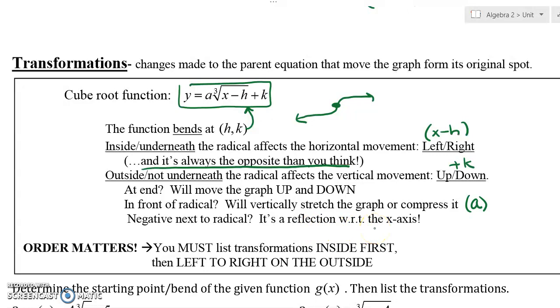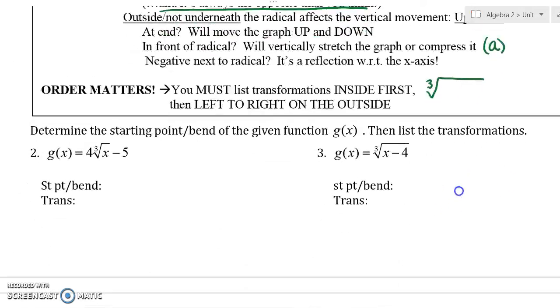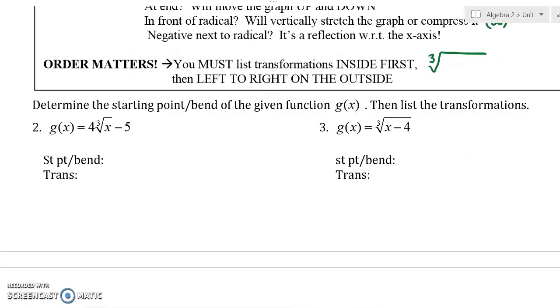All right. The order in which we graph these is we list the inside first, anything on the inside of the radical. So you look inside the cube root and talk about that first, and then you talk about everything on the outside from left to right, which is fine because that's the way we read things anyways. All right, let's get started. Let's talk about transformations first. So the starting point, or the bend, is what we see inside, which there's nothing there, so nothing is 0.